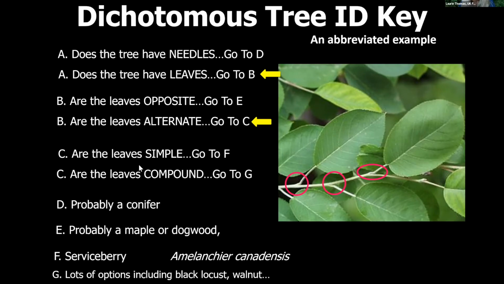And when we're down at C, it asks if the leaves are simple or if the leaves are compound. So we've got one leaf blade here, and we've got our stem right there. You can't really see the bud, but I've circled those for you. So we know we have a simple leaf. So now it tells us to go down to F, and bingo, it tells us what our answer is now that we have a serviceberry. So like I said, super abbreviated. The booklet we're going through has 70 pages, so you've got lots more options.